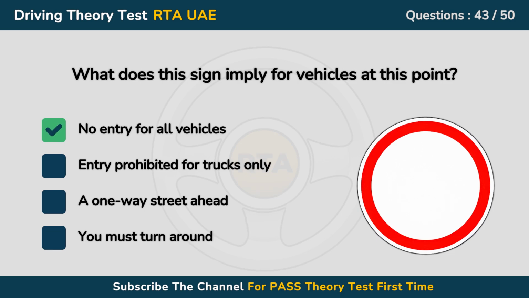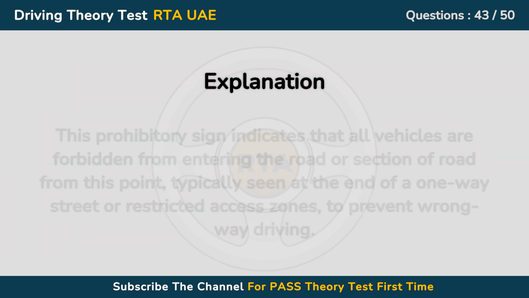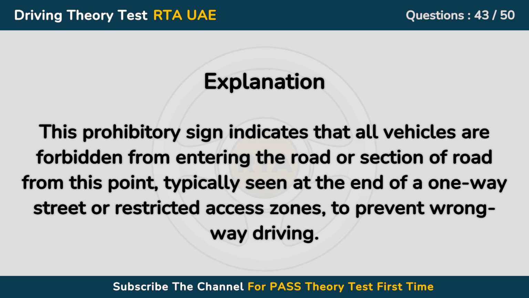Answer is A. No entry for all vehicles. This prohibitory sign indicates that all vehicles are forbidden from entering the road or section of road from this point, typically seen at the end of a one-way street or restricted access zones, to prevent wrong-way driving.